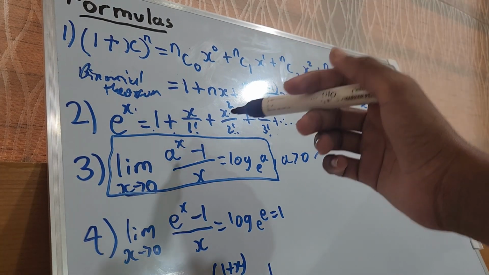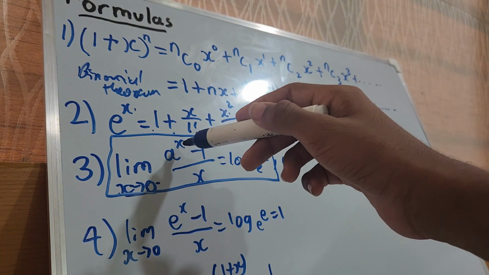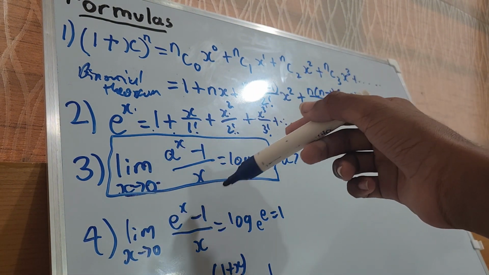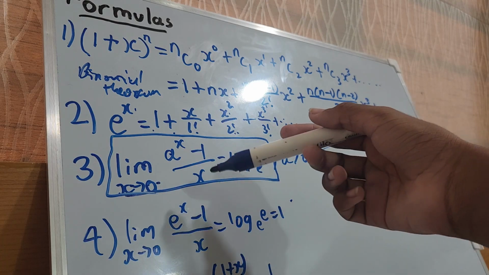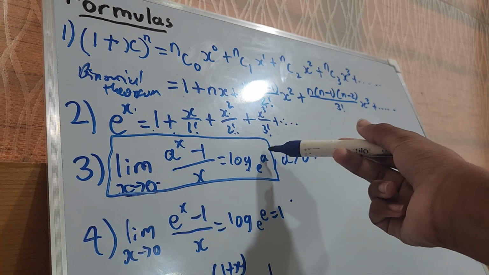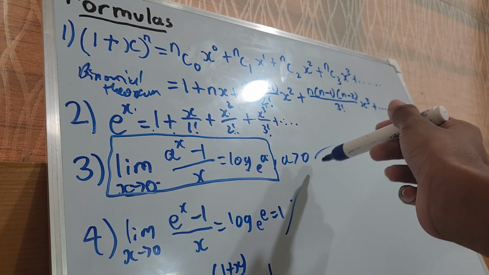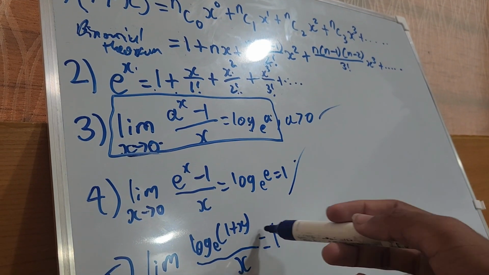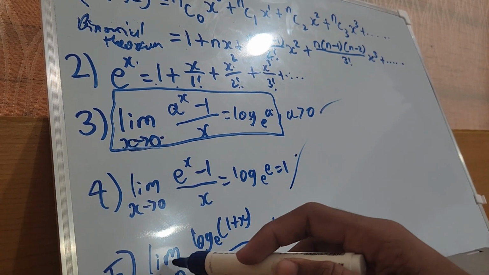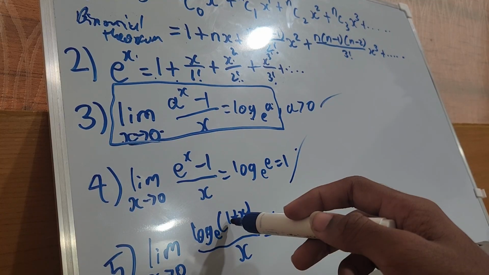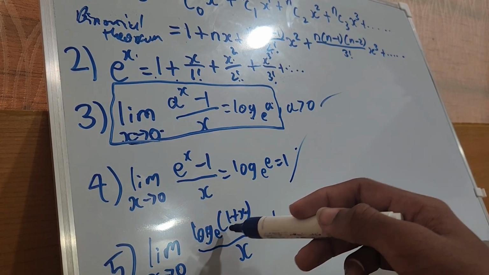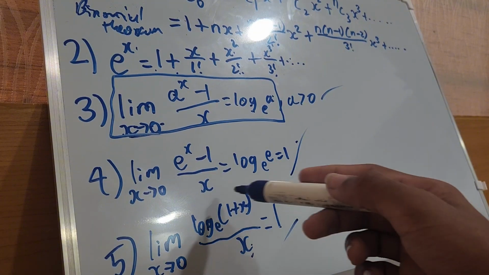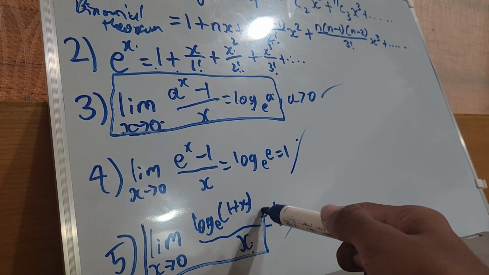Limit x tends to 0, a to the power x minus 1 by x, is equal to log a to the base e. You don't even need to study this formula, just substitute a as e: log e to the base e is 1. You know that. And then this formula also will play a role here: limit x tends to 0, log of 1 plus x to the base e by x, this will be 1. This formula also we will see today in problems.